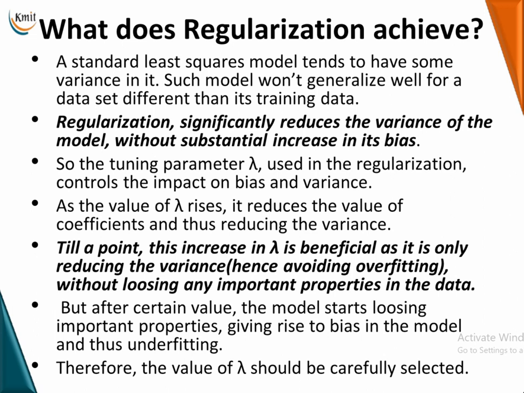You cannot just keep on increasing your lambda, because the model starts losing some of the important properties. In other words, it decreases variance, but it gives rise to an increase in bias. So once that happens, the model will become underfitting. Okay, so you have to be very specific while choosing your value of lambda. Lambda should not be so high that variance starts decreasing but bias gets increasing and it leads to underfitting.